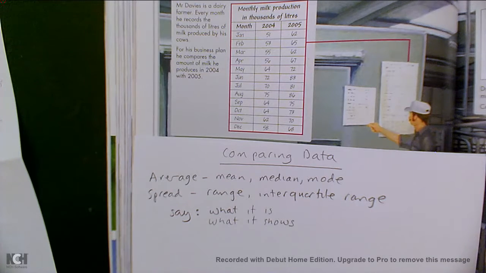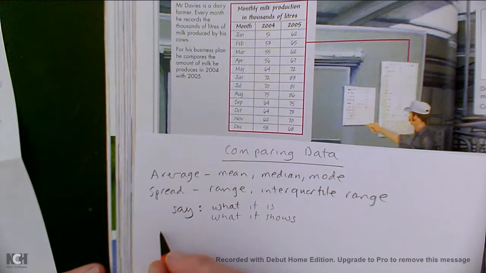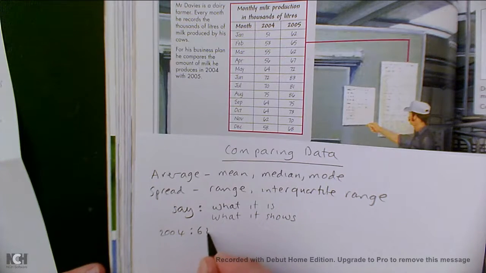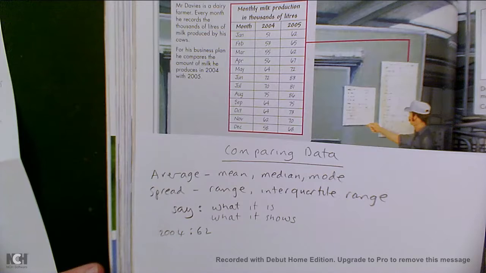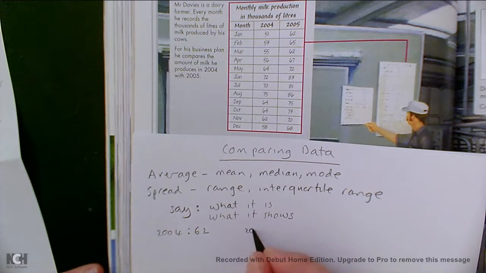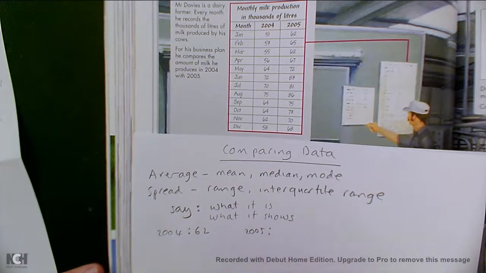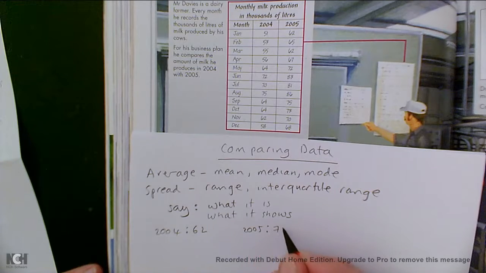So looking at 2004, the mean average I can find by adding the numbers up and dividing by 12. And if I do that, I will get a mean average in 2004 of 62. If I look at 2005, however, if I add them up and divide by 12, I get a mean average of 72.